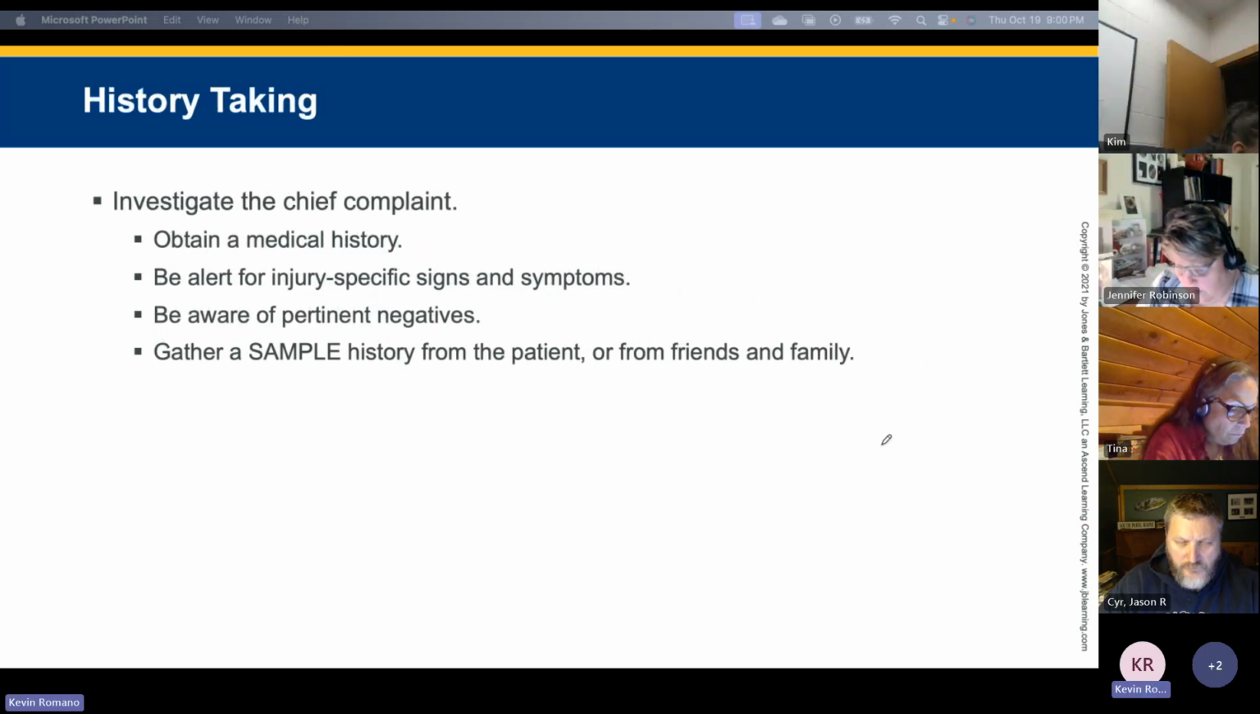Investigate the chief complaint by getting your medical history. Be alert for injury-specific signs and symptoms: Battle signs, raccoon eyes, right? Tracheal deviation, jugular vein distension, step-offs of the cervical spine, right? Misaligned teeth. Look for all those different things that are there, get your SAMPLE history, and be aware of pertinent negatives, such as no pain or no loss of sensation, right?